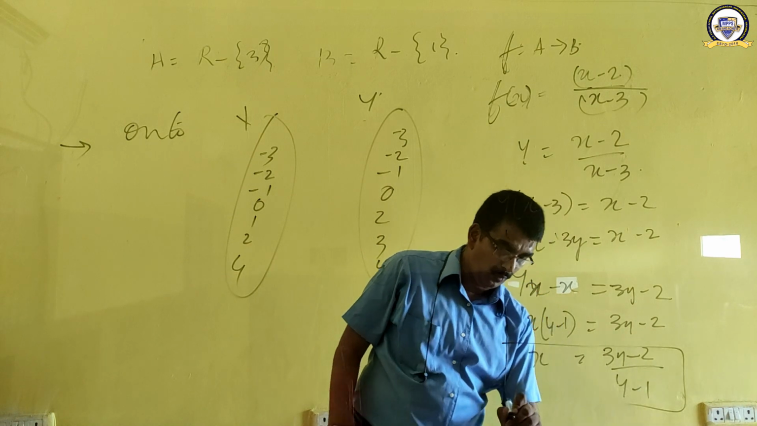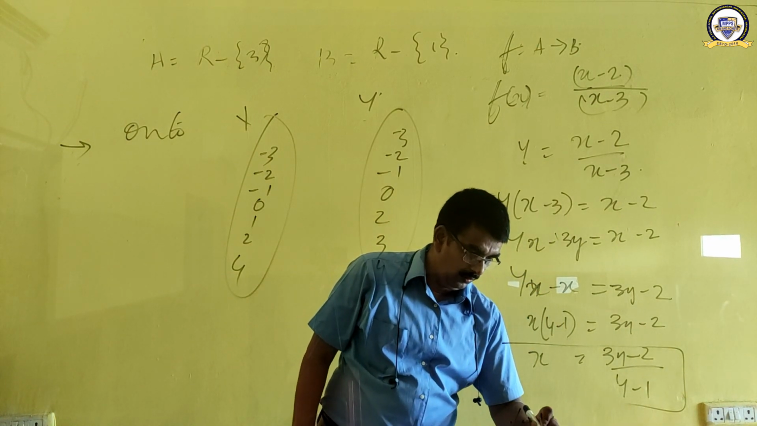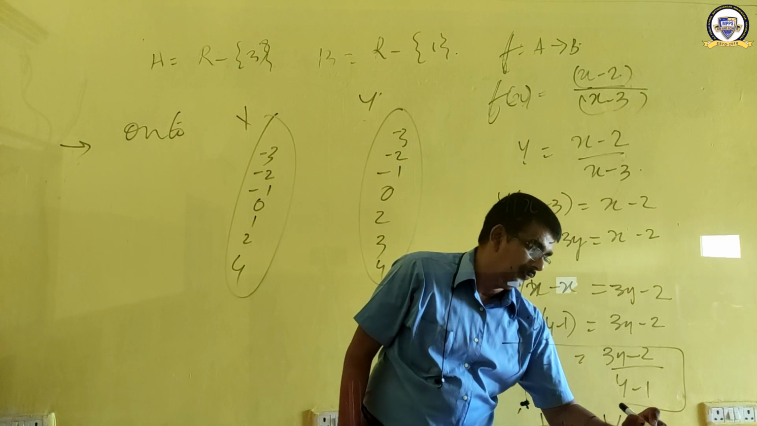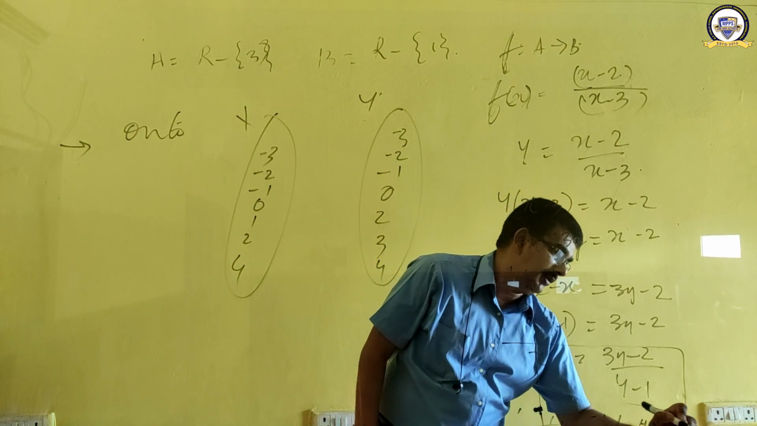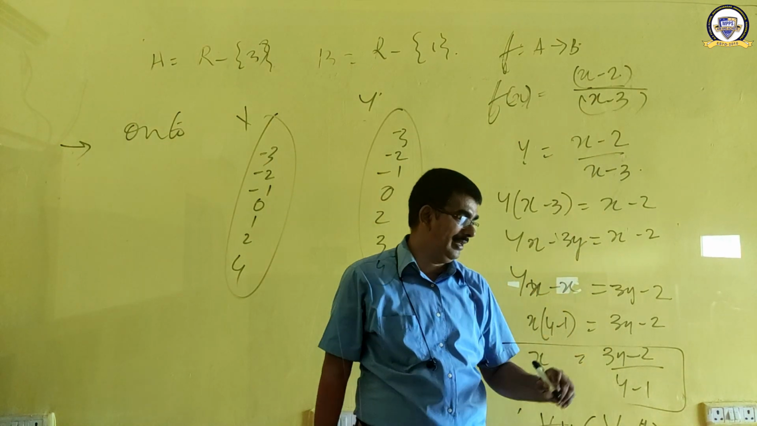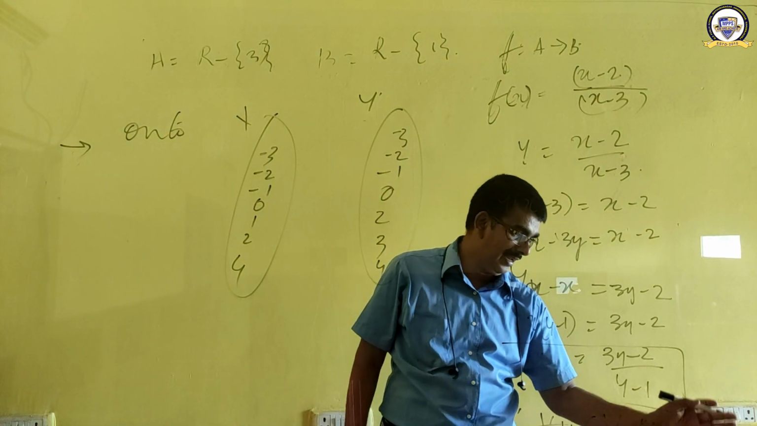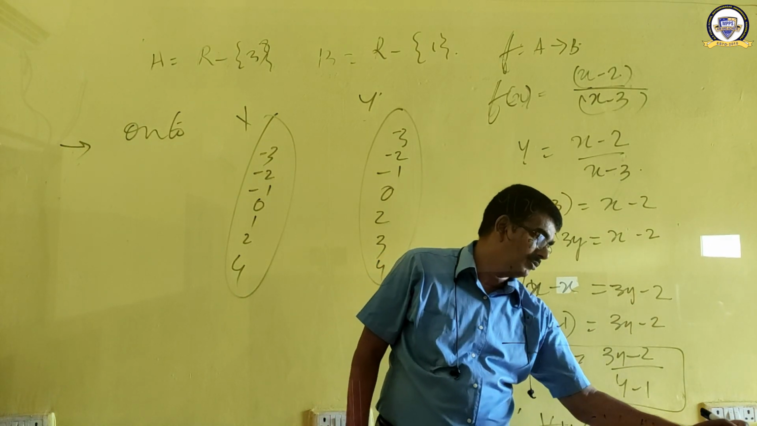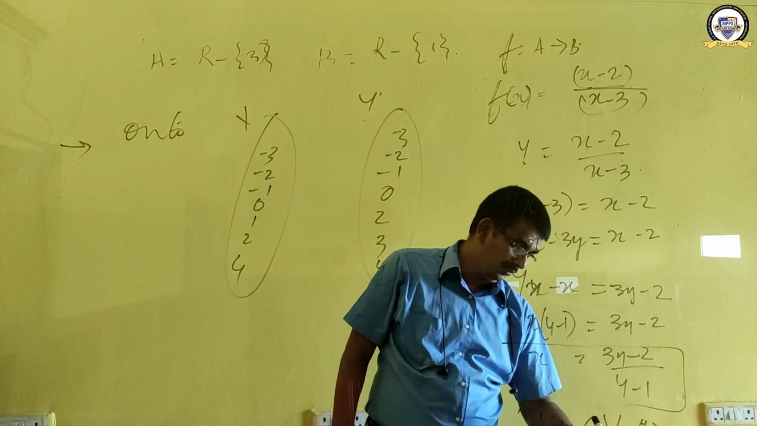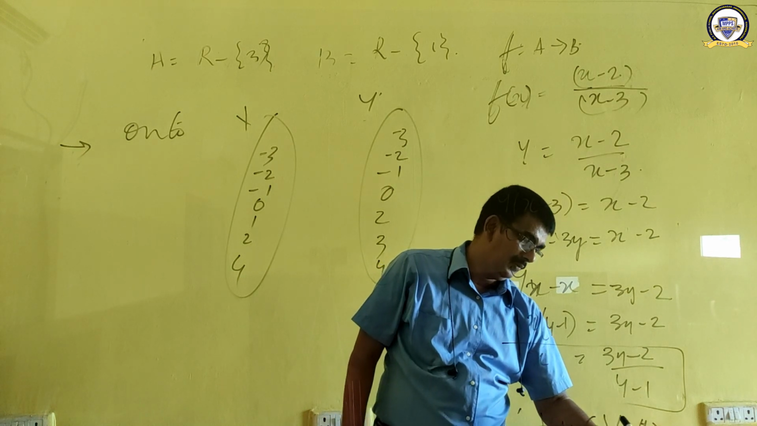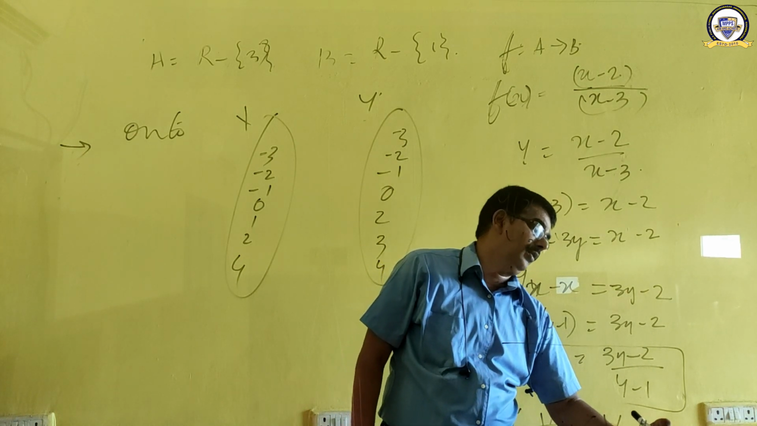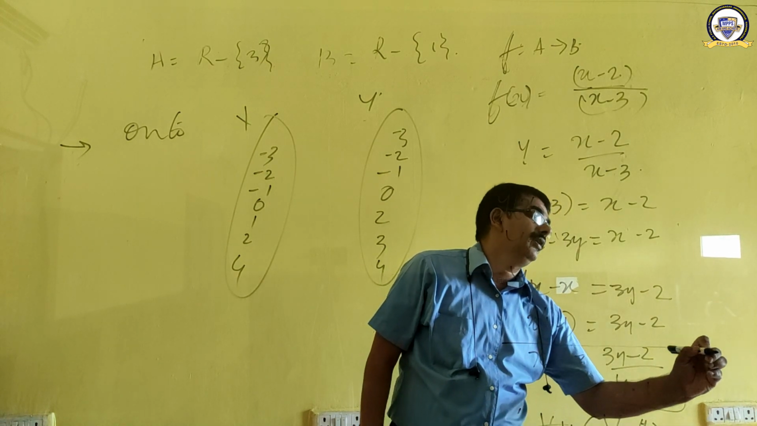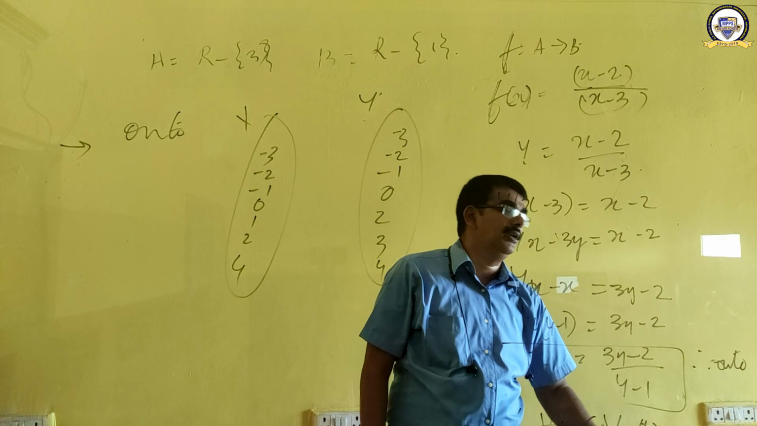Now, for all y which is a member of the codomain, there is an x, there is a preimage, there is an x which belongs to R minus 3 such that y equals f of x, which is x minus 2 upon x minus 3. Therefore it is onto. Therefore it is onto.